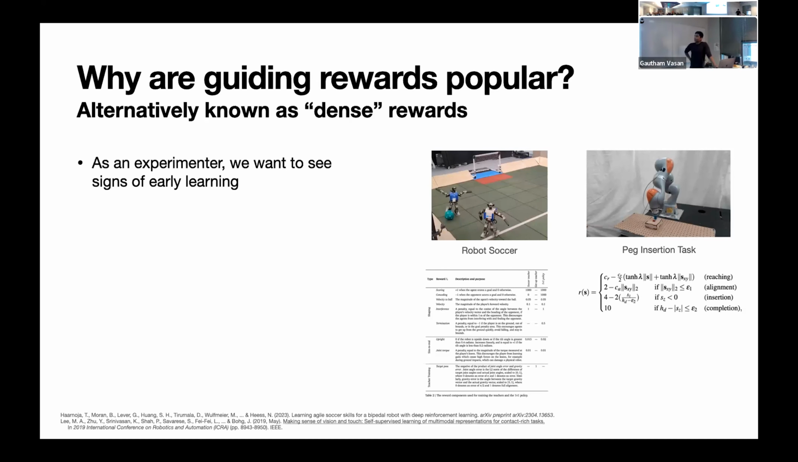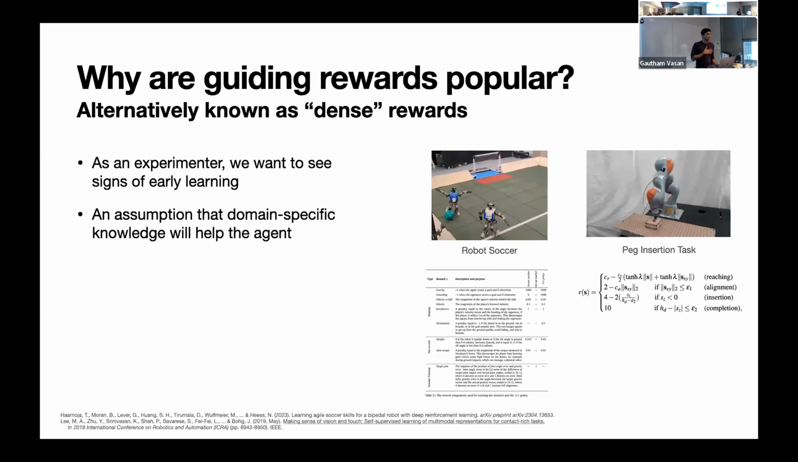One of the reasons is that as an experimenter, we want to see signs of early learning. If I'm running something on a robot, it's quite a bit of time and effort, so I need some assurance that this will actually learn something worthwhile. It's always promising if you can see early signs of learning, and you can achieve that with guiding rewards. Another reason is the assumption that domain-specific knowledge will be helpful to the agent. We have some knowledge about the task and the world, and we think our hints will be helpful, so we want to encode that. Usually it's not advised to do it through the reward signal, but people do it, and then they are able to get demos like this.